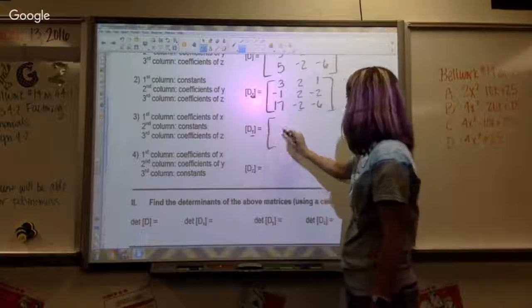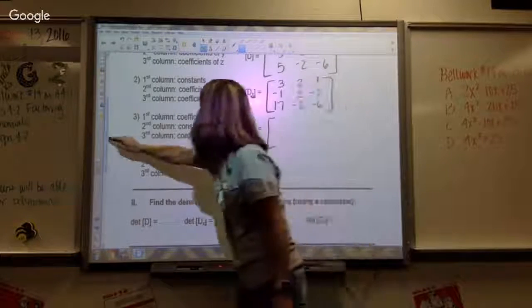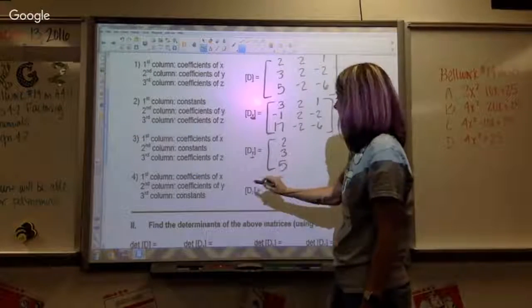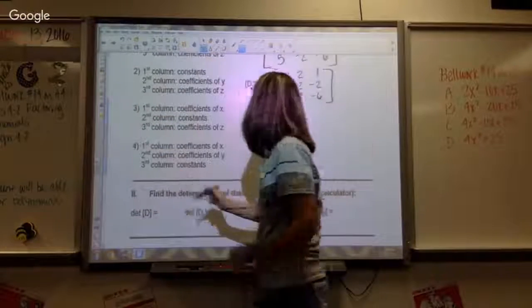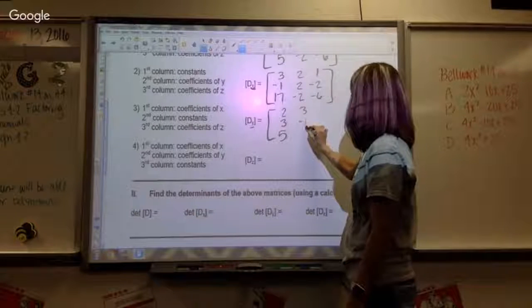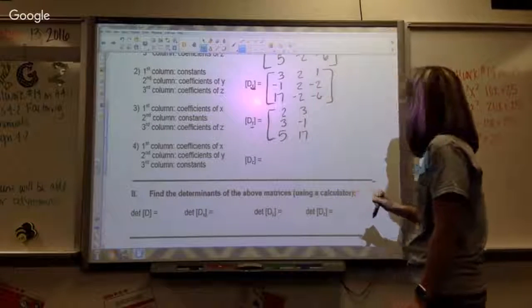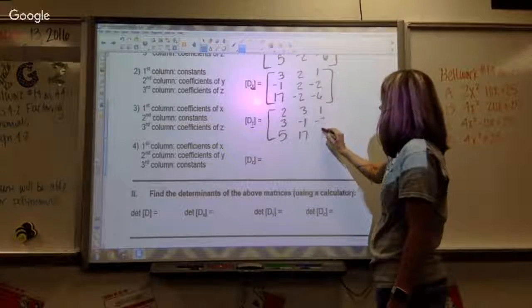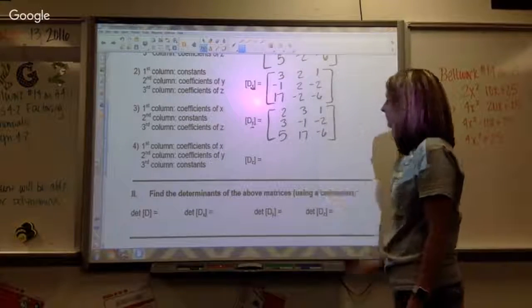So the first column will be coefficients of x. See that? That would be 2, 3, and 5. And then your constants will be 3, -1, 17. In that third column are the coefficients of z, 1, -2, and -6.